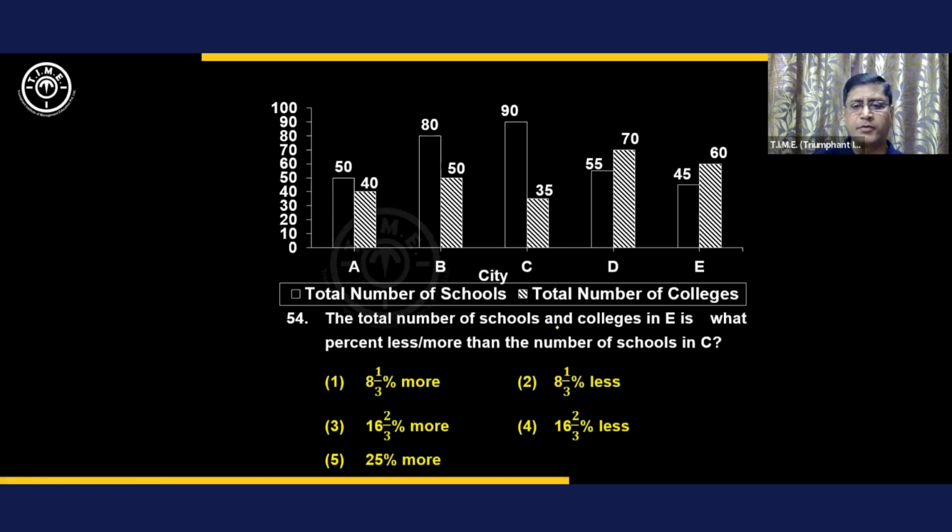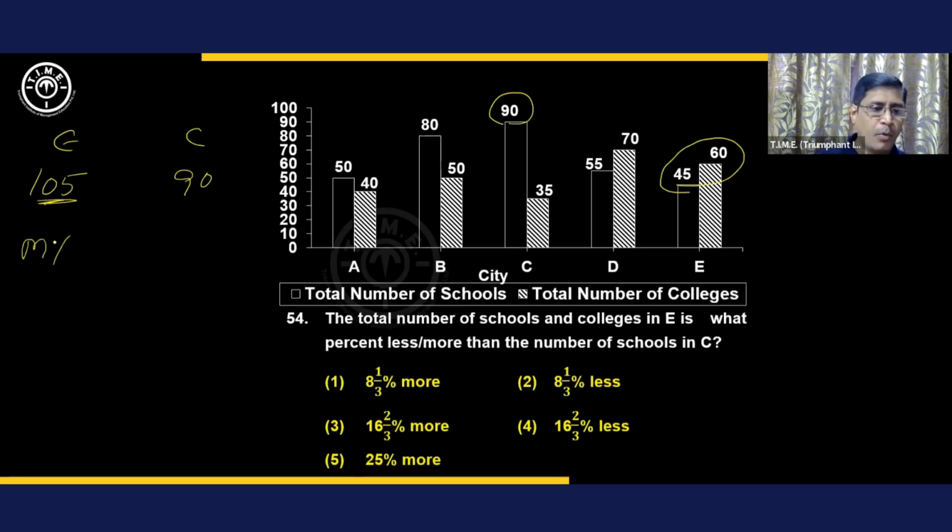The total number of schools and colleges in E, how much is it? 105. 45 plus 60, that is 105. What percent more or less than the number of schools in C? So what is the number of schools in C? Here in C, the number of schools is equal to 90. So more or less percent. Now just to look at, is it more or less?